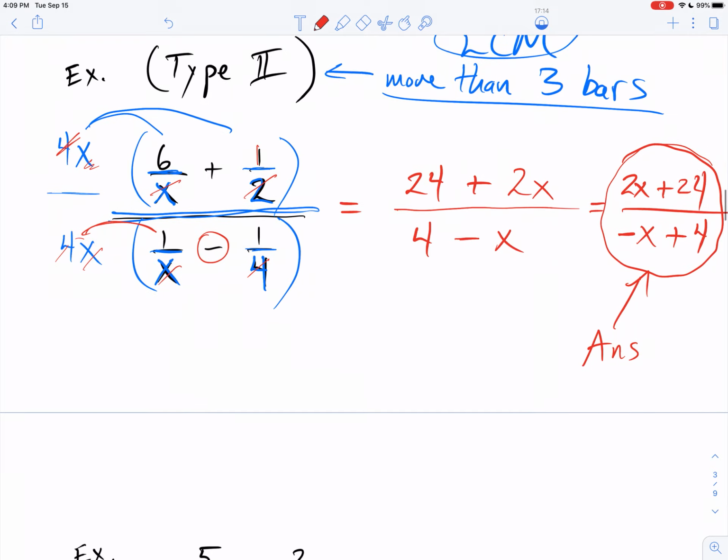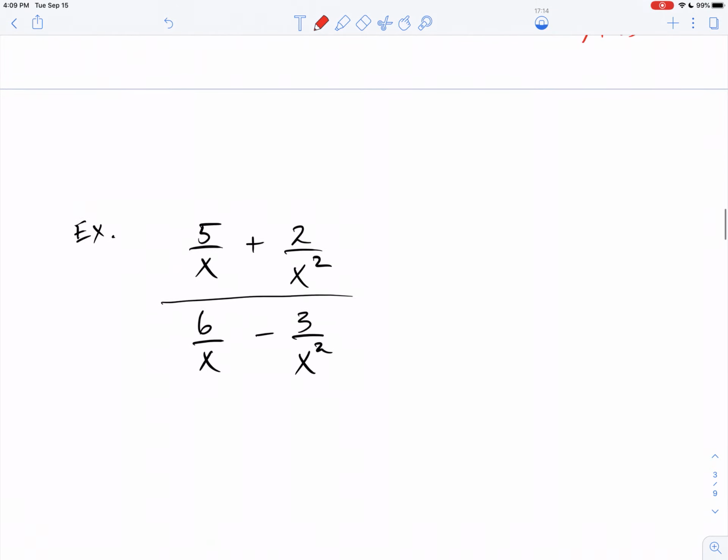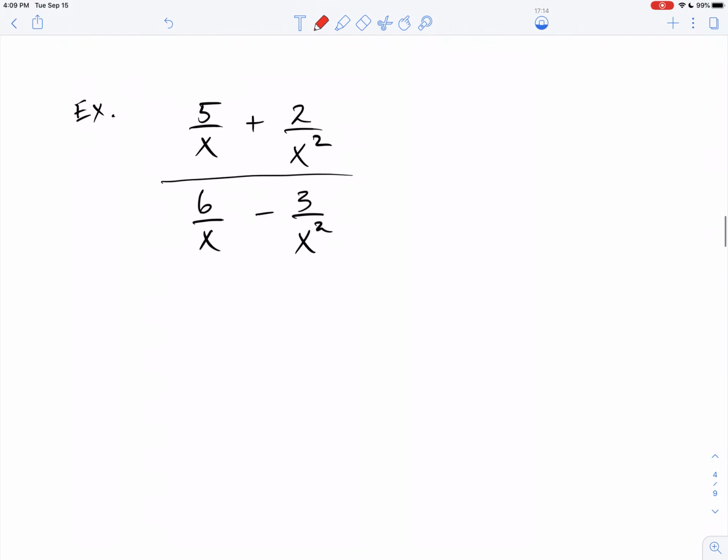Let's go to another type 2. Let's take a look at this one. Now look at this type 2. How do I know it's type 2? Count how many fraction bars you see. There's 1, 2, 3, 4, 5 in my book.